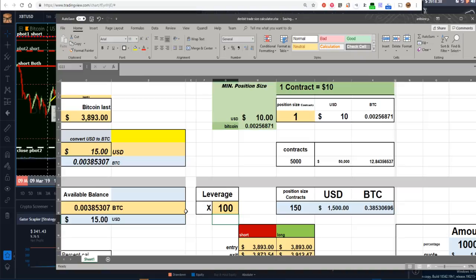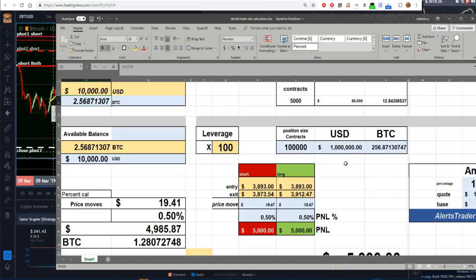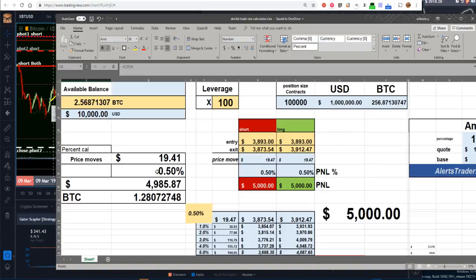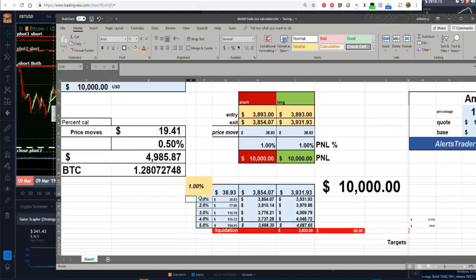Say the price goes against you, let's say at $10,000. You put all your $10,000 in, you've got a $1 million contract, 256 Bitcoins, you're trading with one position. Let's say a 1% move against you. How soon do you think it's going to take to eat up this $10,000? On a 1% move, $38.